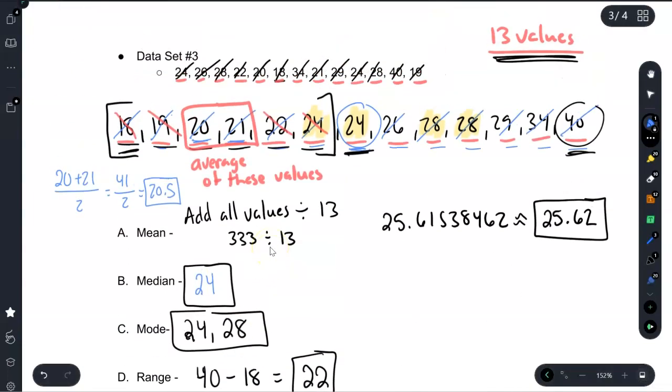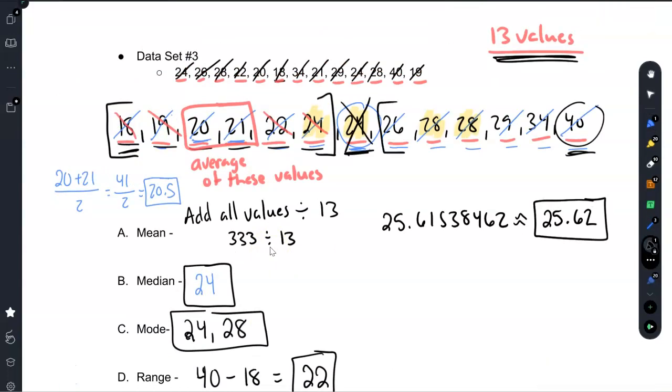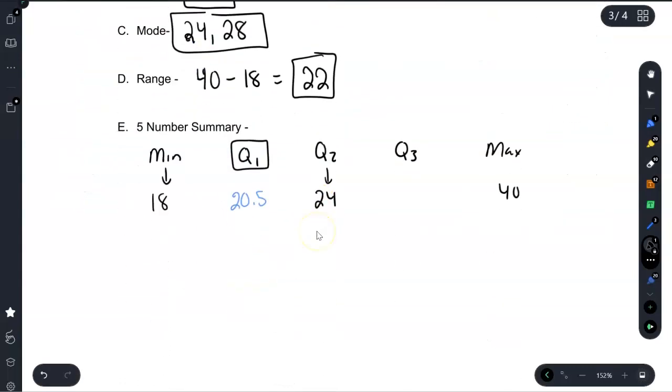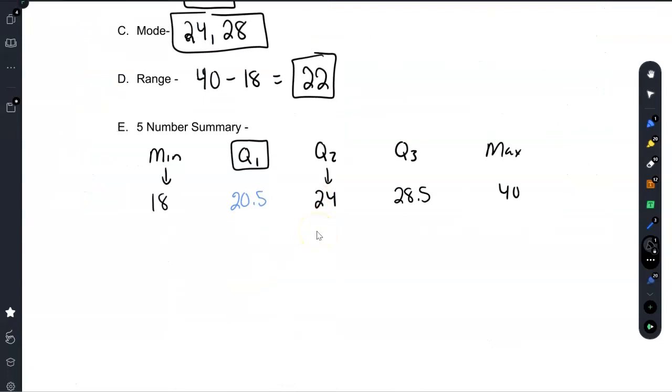I need to do the same thing for Q3. So Q3, I'm only looking at the data set to the right of the median. I do not include the median value. And I'll see that I have 6 values again. So since this is even, it's going to provide me 2 numbers in the middle. Cancel one from the left, one from the right, one from the left, one from the right. And you'll see now my 2 values are 28 and 29. I would do the same thing to calculate the average of these two. So it's 28 plus 29 over 2, which gives me 28.5 when I put that in my calculator. So my Q3 is 28.5.